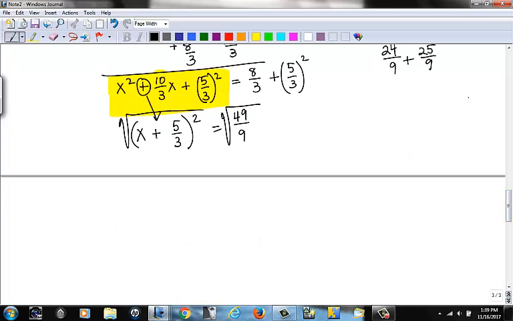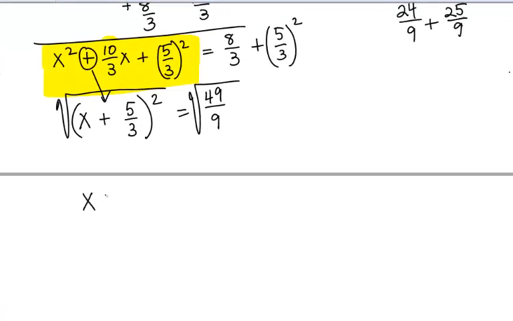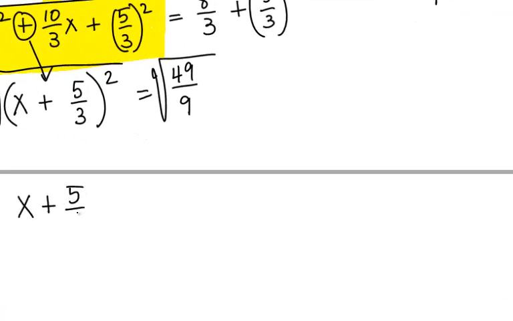Okay, when you square root that, all that's going to do is get rid of that square. So you have x plus 5/3 equals. Now, when you take the square root of both sides, you have to do plus or minus. Out of the 49, you can take out 7. Out of the 9, you can take out 3.